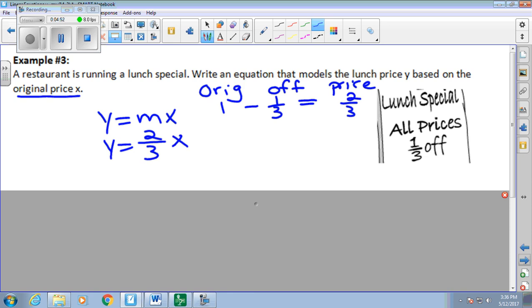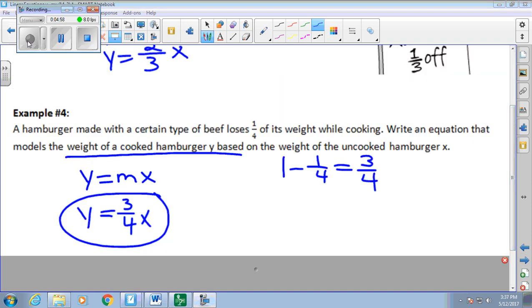Number 4 again is similar to number 3. Give that one a go. Similarly, I'm starting with the beef as 1 whole, subtracting 1/4 of its weight, which means it's going to be 3/4 of its weight. I'm not saying that the burger is 1 pound to start or anything, I'm just saying that that's 1 whole. So again, 3/4 will be the constant of proportionality.